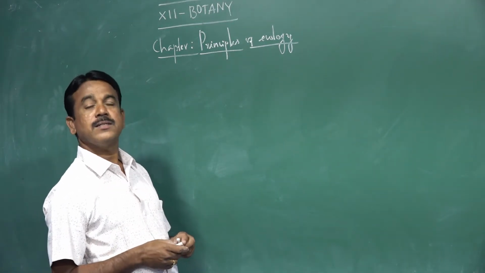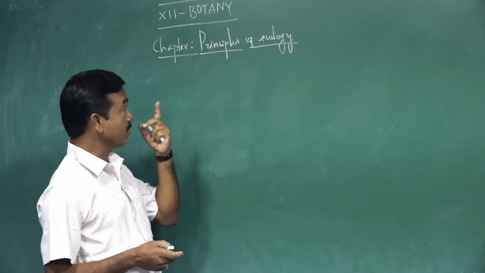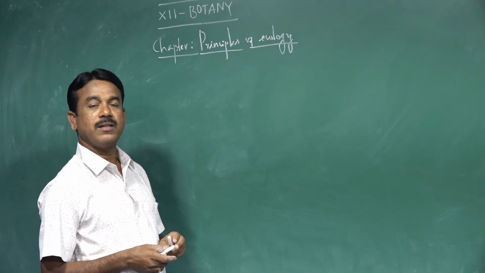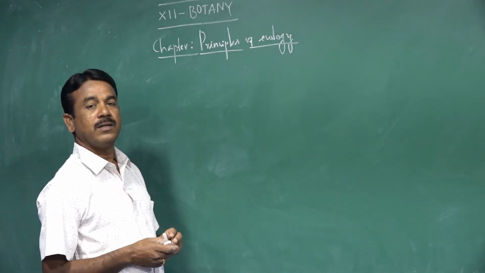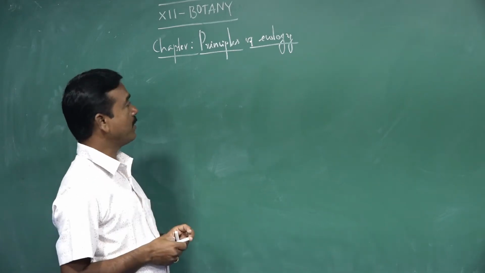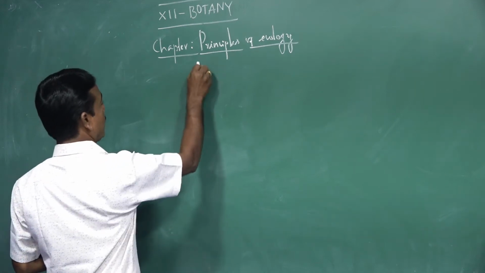These are 12th classes. The topic which is going on is commonly called principles of ecology. This is the 6th chapter. In the 6th chapter, the topic now being discussed is commonly called xerophytes.